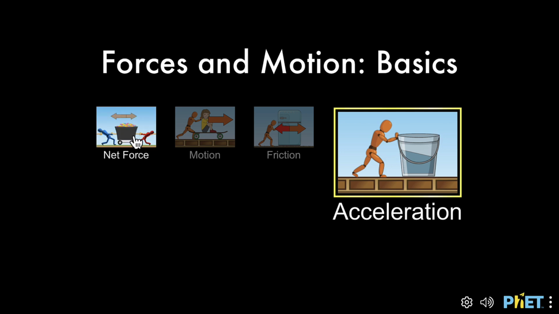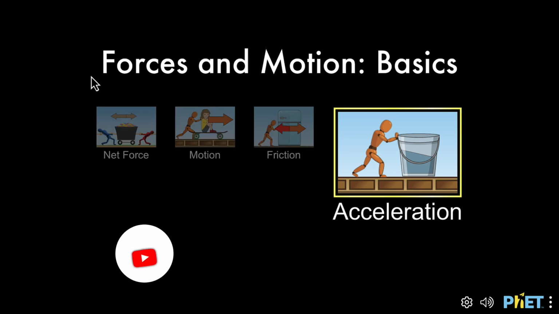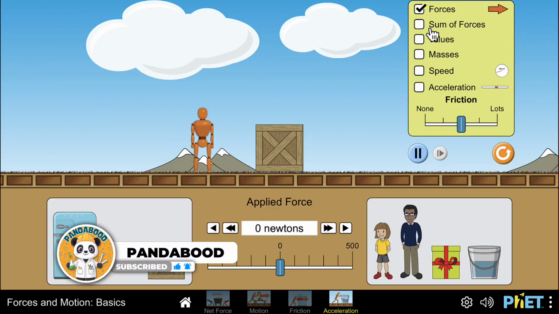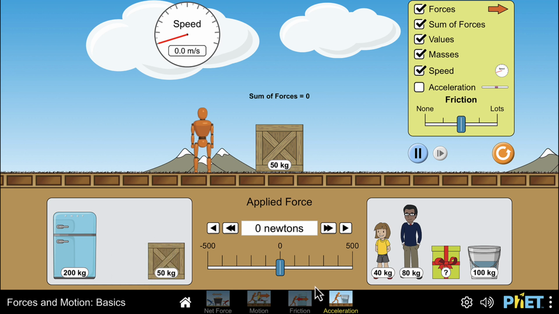We talked about the net force, motion, and friction, and the final part for this specific simulation from PhET is going to be about acceleration. So this section is similar to this one, except here you can also see the acceleration. And to make it easier to understand acceleration, I will cancel friction.